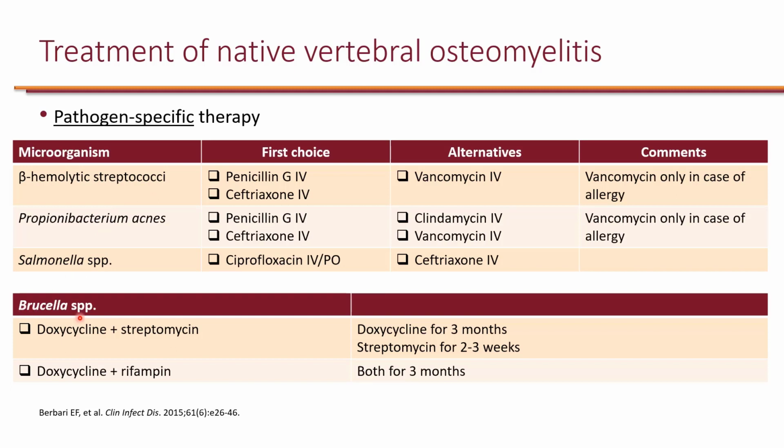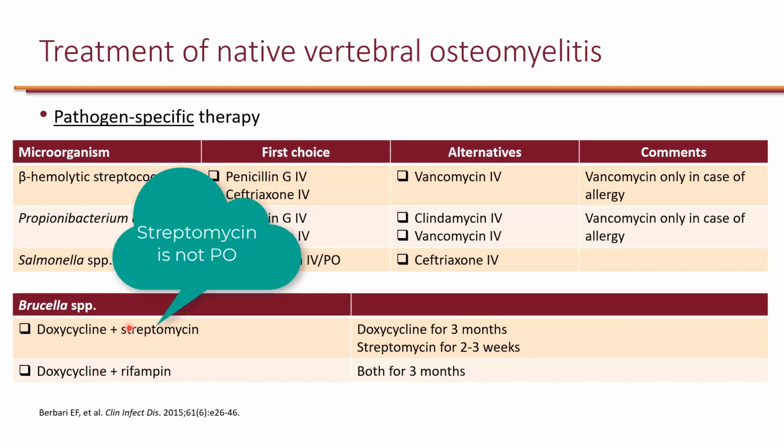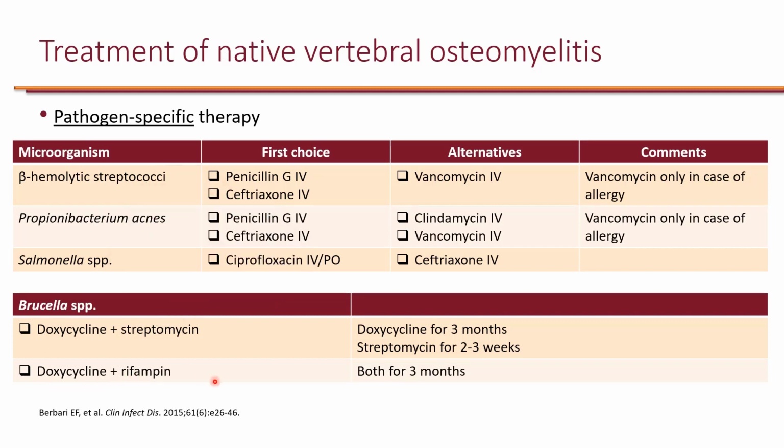For Brucella species, which is extremely uncommon, the only two options are combination of either doxycycline and streptomycin, or combination of doxycycline plus rifampicin. In particular, pay attention to the duration of therapy, because Brucella species, although uncommon, are rather more difficult to eradicate, so often a very long duration of therapy is recommended.